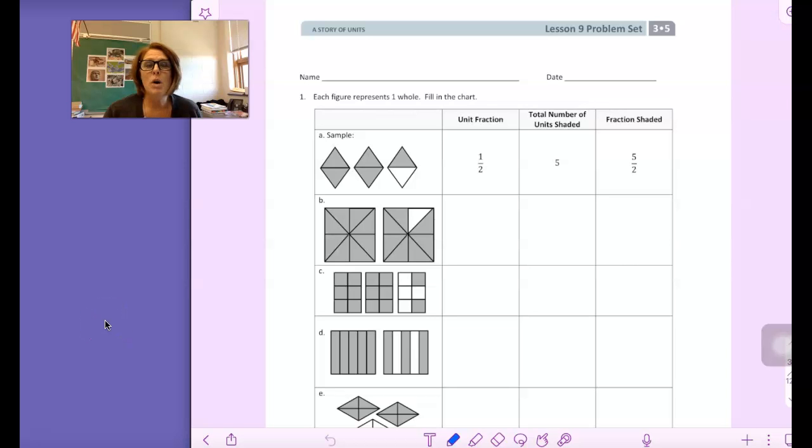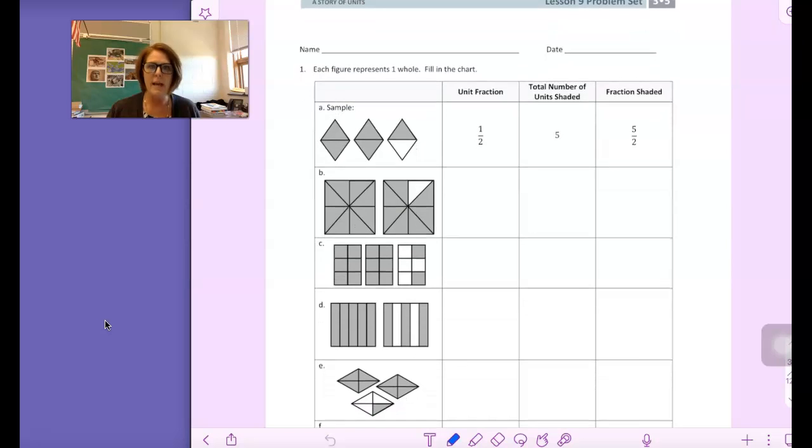Hi boys and girls, welcome to Module 5, Lesson 9, Problem Set, where we are working on fractions that are greater than one whole. So now we're looking at fractions that are greater than one whole. So we're going to go ahead and fill in this chart together.